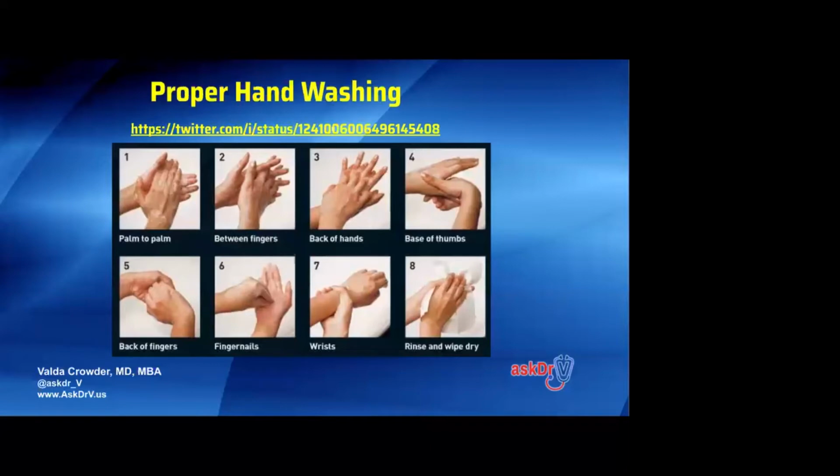So 3 is washing the back of the hand. One of the areas that's commonly missed is number 4, the base of the thumb. Number 5, you're washing the back of your fingers. Number 6, you're washing your fingernails. Washing your hands goes all the way to your wrist, and then drying, wiping and drying. I wanted to show that so people could really see what they need to do. You don't just wash your hands for 20 minutes. You want to actually go through these 8 steps.